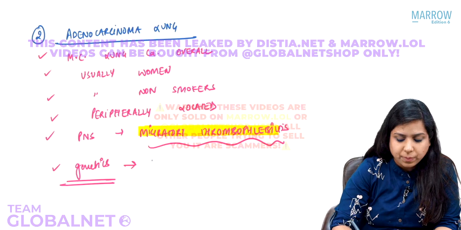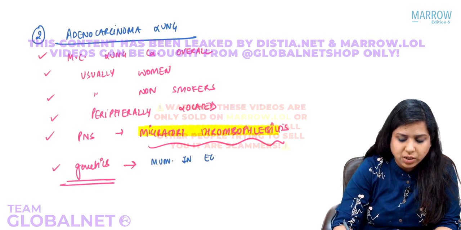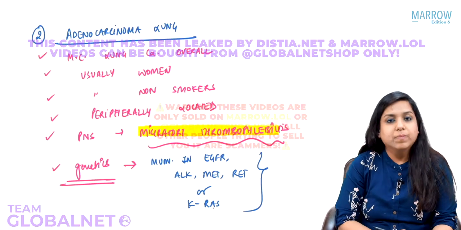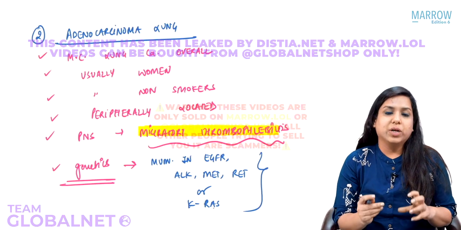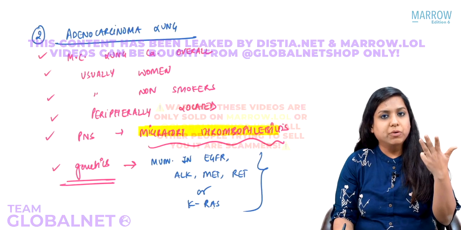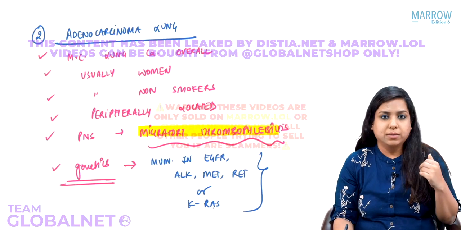So they say there can be a mutation in EGFR, ALK, MET, RET, right, or KRAS gene mutation, right? These are the genes which can be mutated in adenocarcinoma: EGFR, ALK, MET, RET, or KRAS, right?